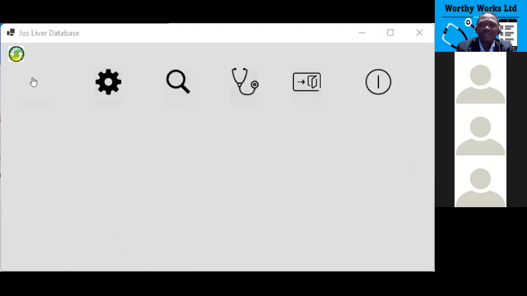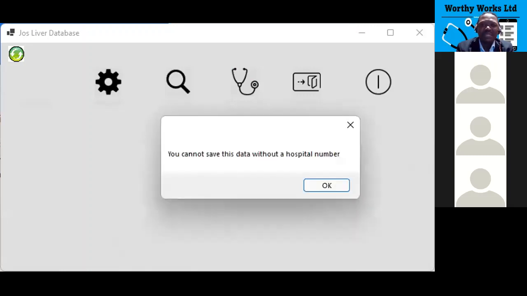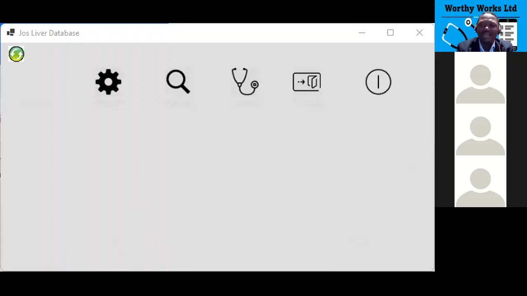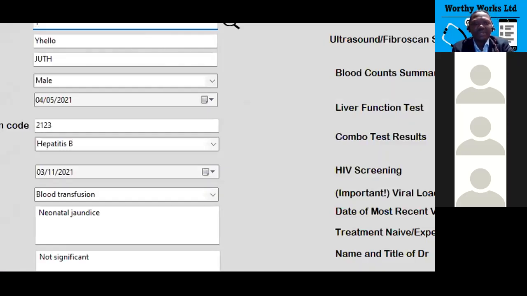If you want to add a new patient, you go there. If, for example, you want to save without putting any number, it will refuse, which is one of the good controls of a database. In other words, it should not work by putting in a blank. You put things in and you can cancel and clear it. So it should work very well in that regard. Then in settings, you put a number and any existing person will come in there straight on.